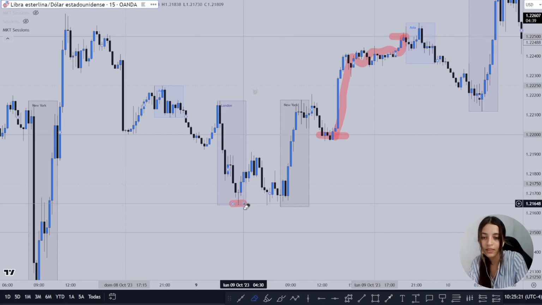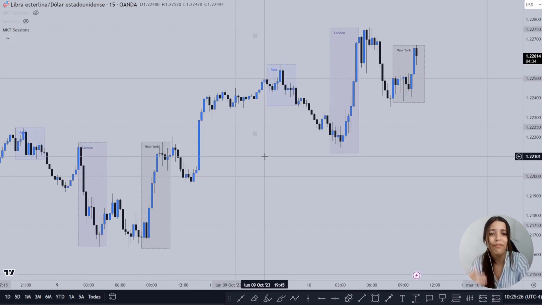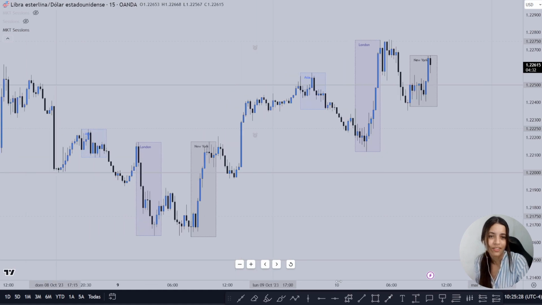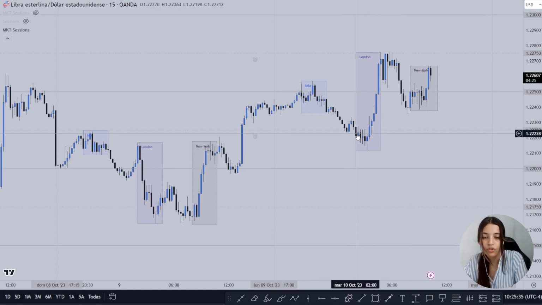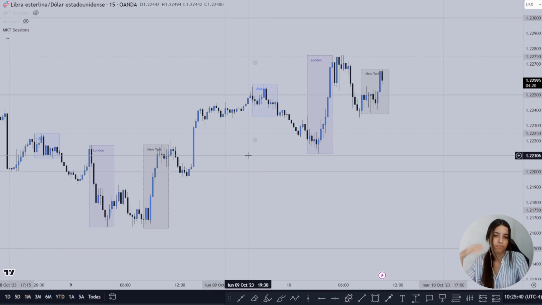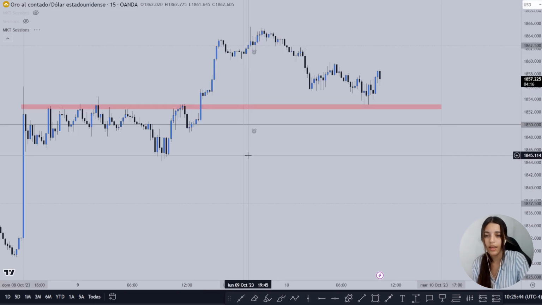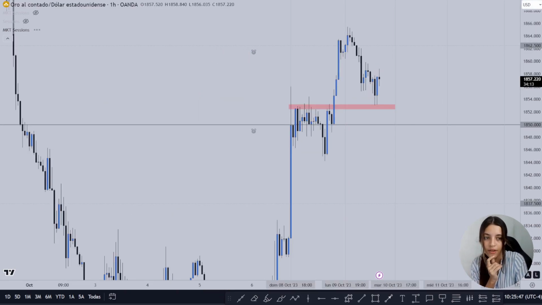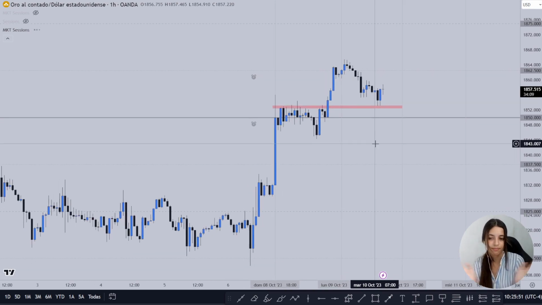I know I'm not crazy, but it's nice because you don't have to change anything, and you can use this as another confluence to your strategy, and as your stop loss, take profit, entry, whatever you want to call it. You can use this and have more precision, and I think it works better on the 1 hour time frame and the 15 minutes, but just take a look at that.